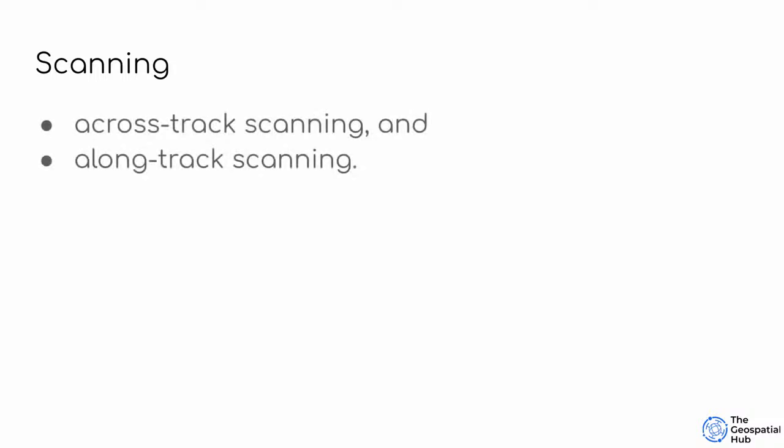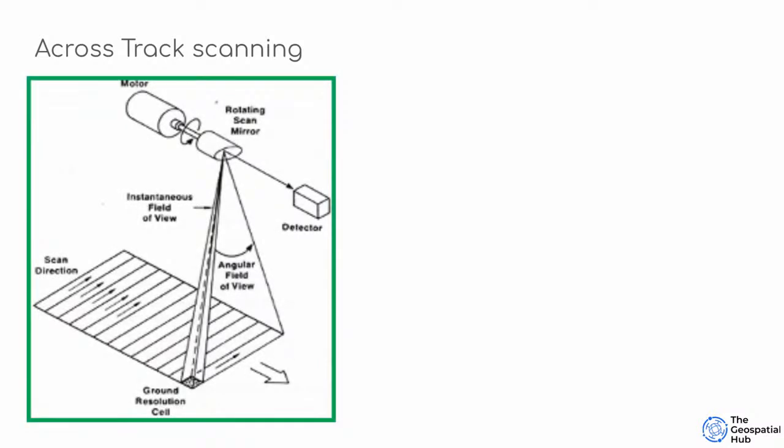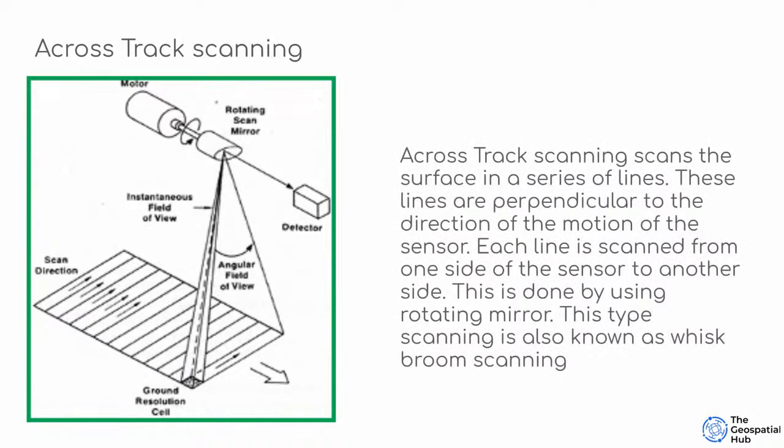Then finally, we are moving closer to the end of the course for this week. We're talking about scanning. We have two types of scanning we'll be discussing: across track scanning and along track scanning. This is an image representing across track scanning. Across track scanning is also known as whisk broom scanning, because of the way it images the earth.